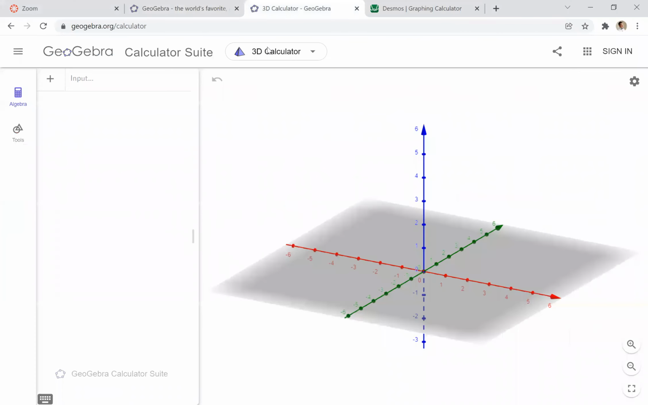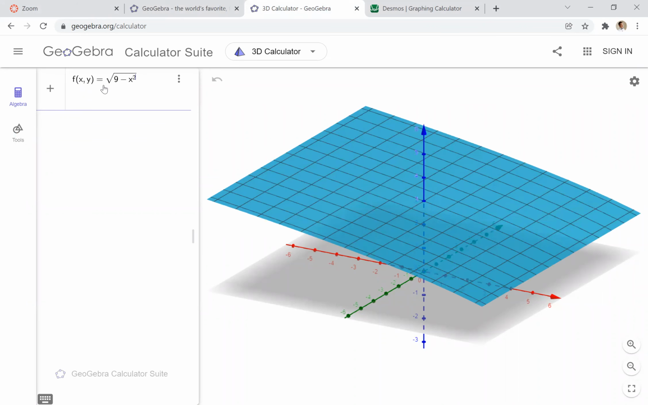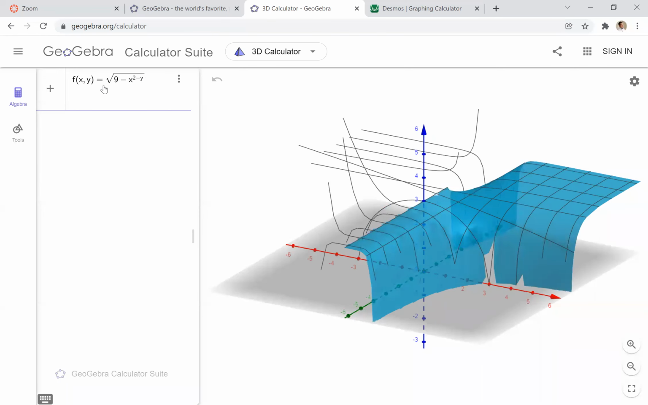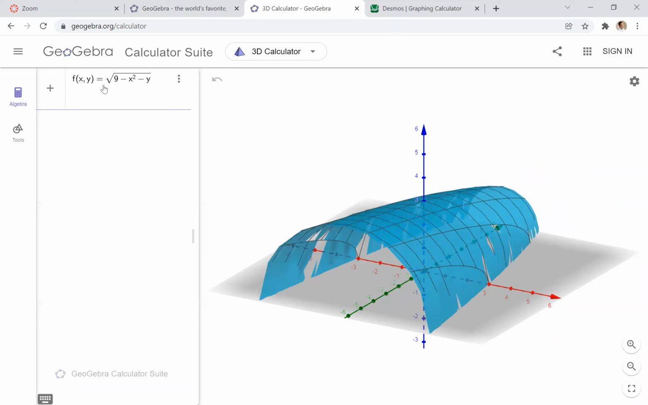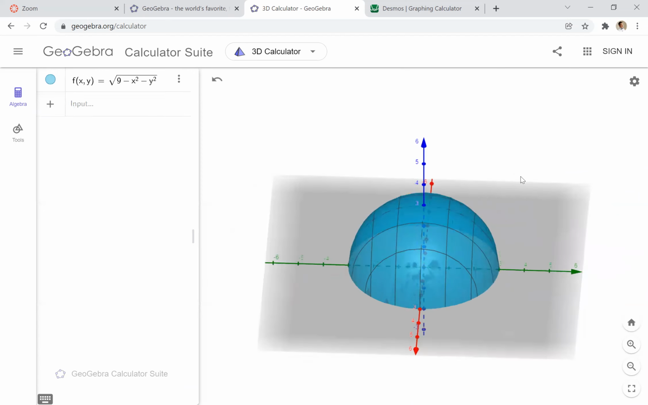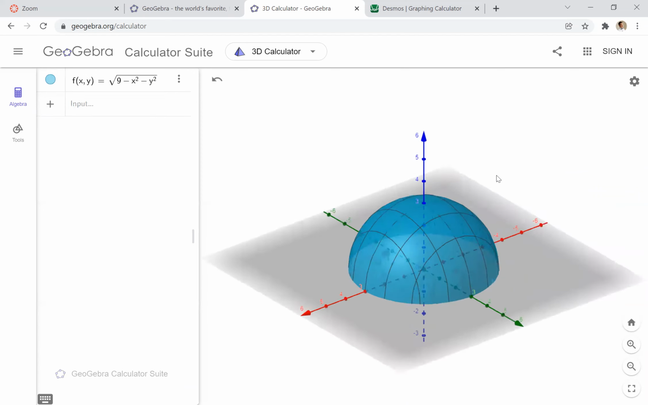You can use GeoGebra. We're in GeoGebra now. Ta-da! Let's input this and sketch it. f(x,y) equals the square root of 9 minus x squared minus y squared. Oh my God, look at this thing here. Man, look at this. You can rotate this thing and make it look very nice.